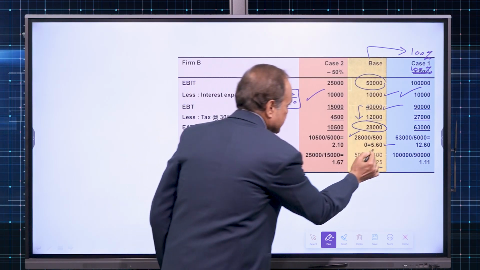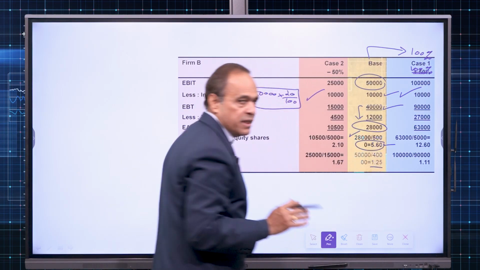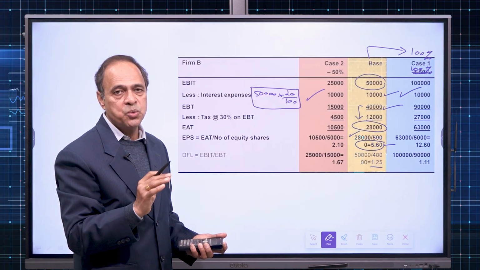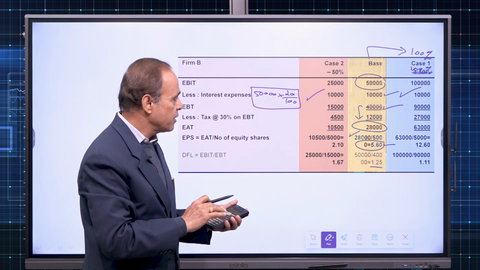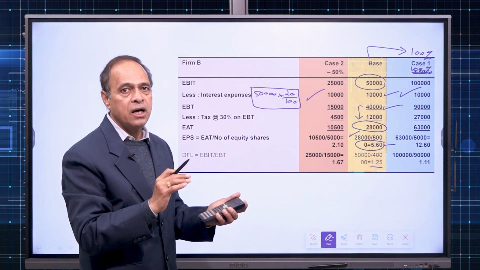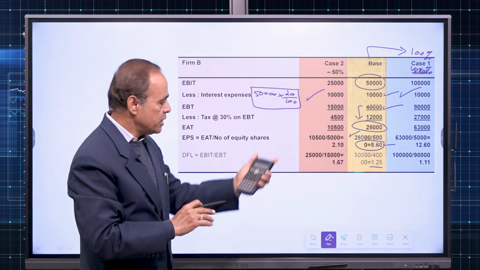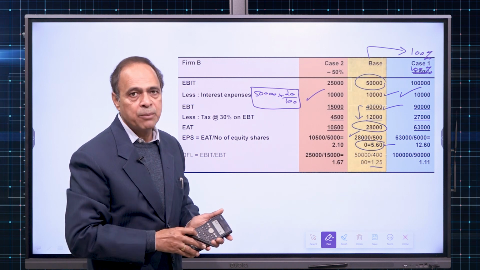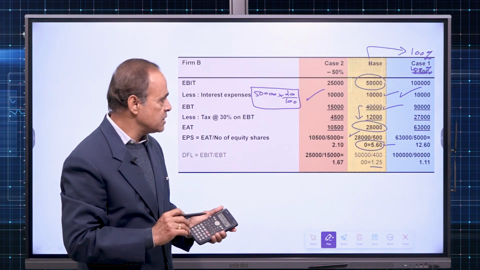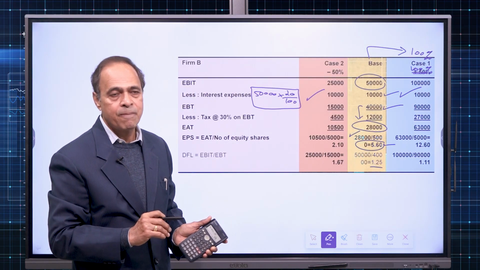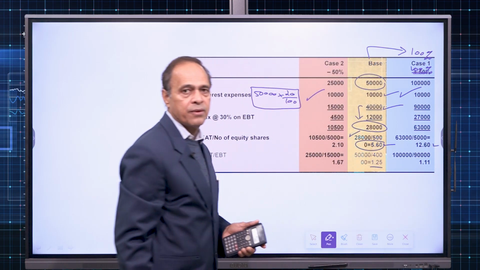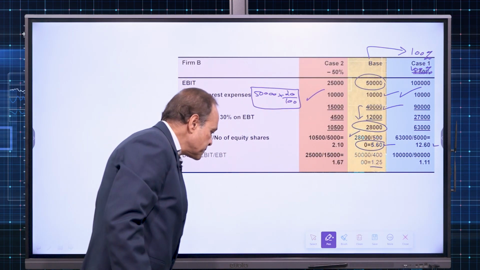So what is your EPS? The meaning is simple. A 100% jump in EBIT will lead to a 125% jump in EPS or a 125% jump in ROE. Now what is your EPS at the base level? 5.6. A 125% jump means it should become 12.6, and that is verified, 12.6. You can see the calculation.